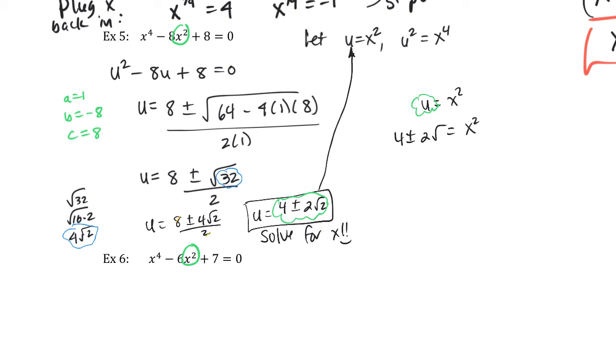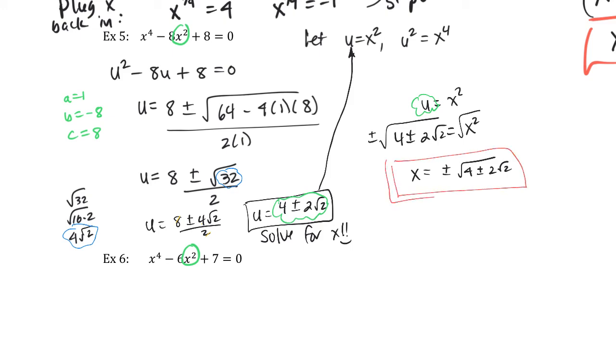Okay, and then we're going to take the square root of both sides, remembering to take the positive or negative square root. So that gives me that x is equal to the positive or negative square root of 4 plus or minus 2 root, oops, I forgot a little 2. And now I finally solved for x, so I'm actually done.